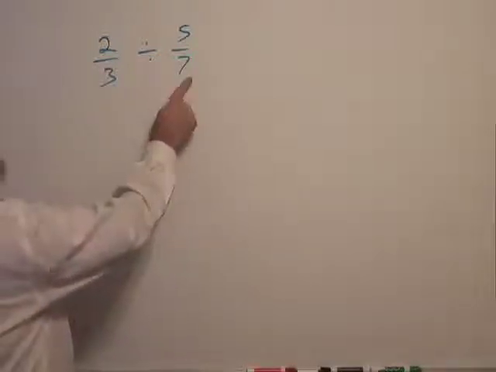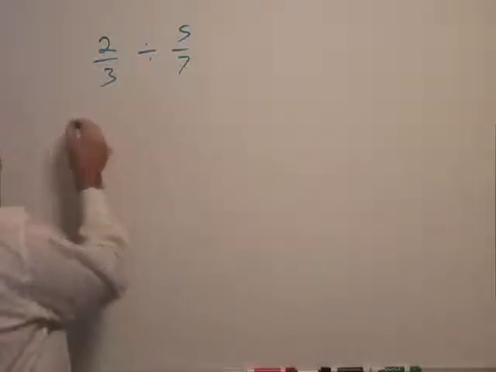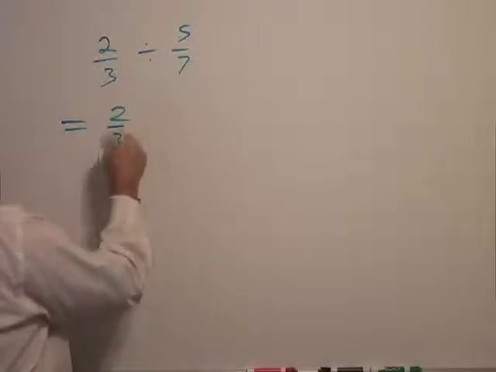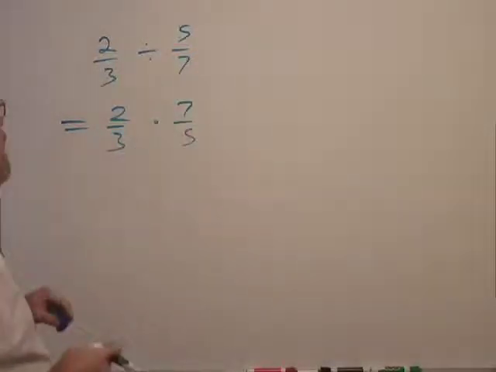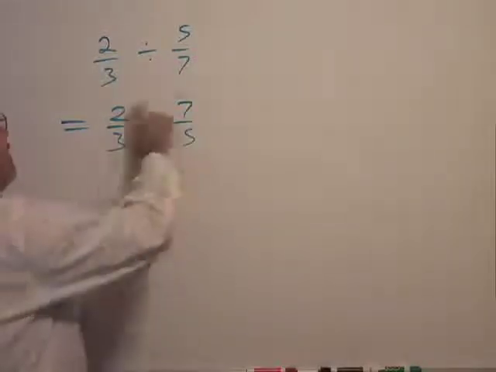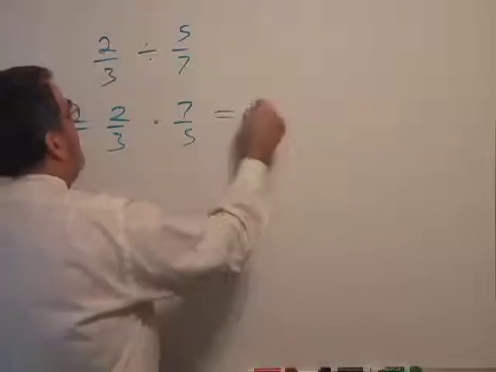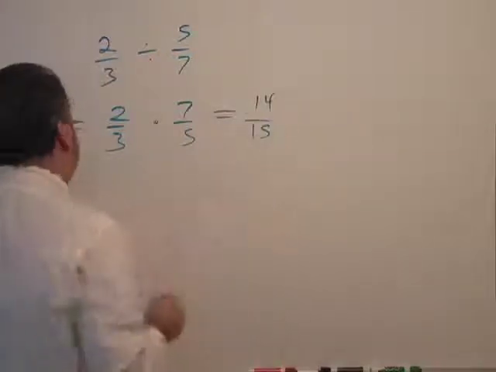We always invert the second fraction. So it becomes 2/3 times 7/5. Okay, if you can believe that. All right. And then at this point, we would just multiply across and would get 14/15.